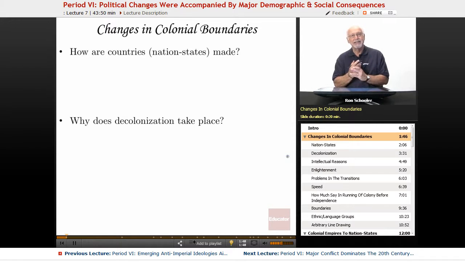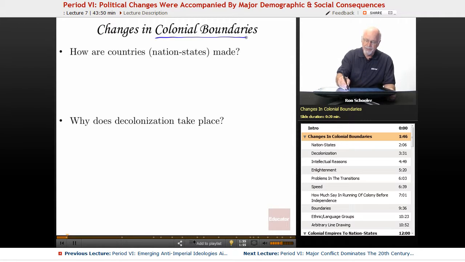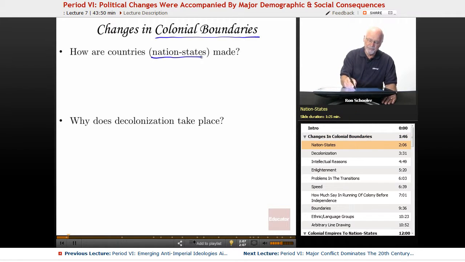Well, one of the things that's important here is that we're going to see colonial boundaries change. Colonial boundaries. So before we get to that, let's talk about boundaries. And when we talk about boundaries in history, we're usually thinking about nation states. So how are boundaries determined?